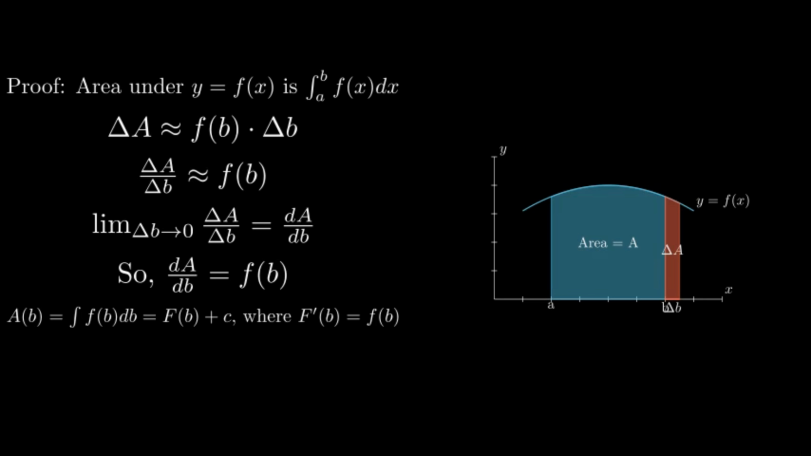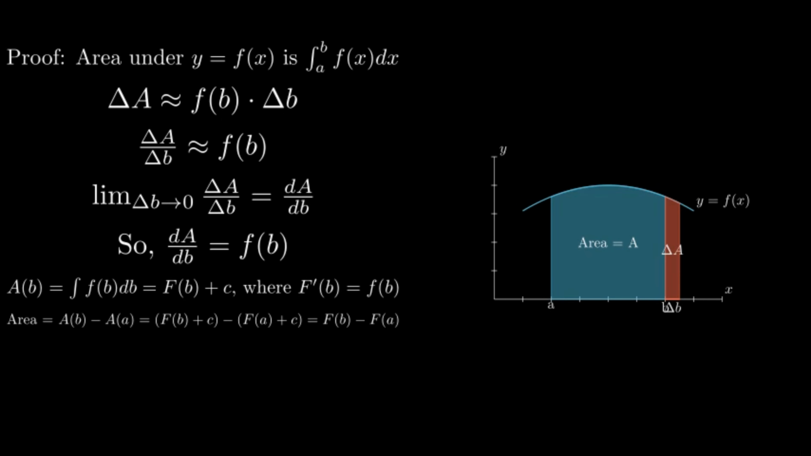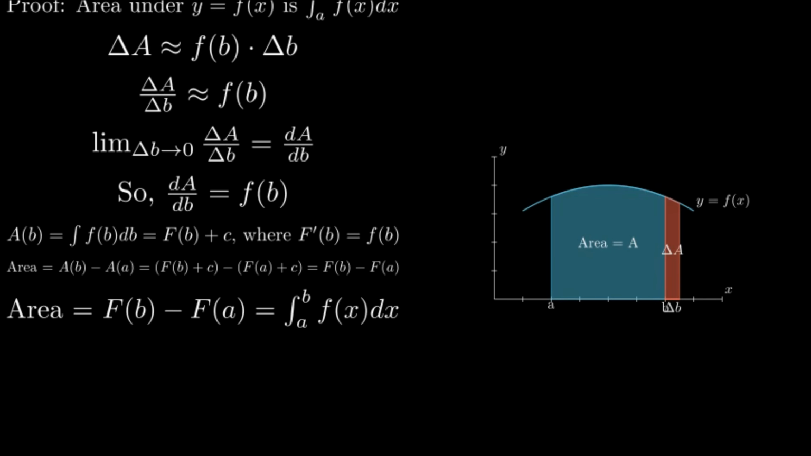We're almost there. We want the area between a and b. This is the total area up to b minus the area up to a. So the area is A of b minus A of a. Substituting our expression, we get F of b plus C minus the quantity F of a plus C. Notice that the constants of integration, the C's, cancel out. This leaves us with F of b minus F of a, which is exactly the definition of the definite integral from a to b, and so we've proven the theorem.